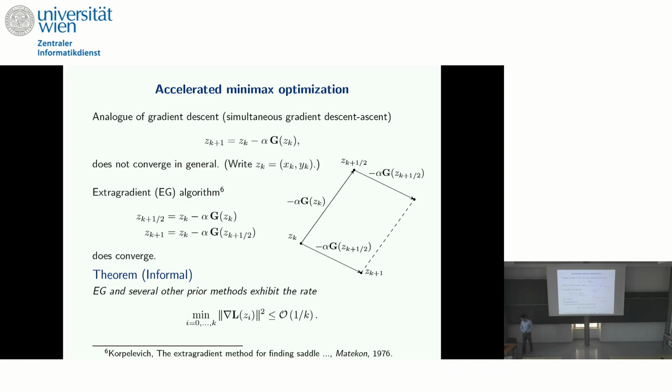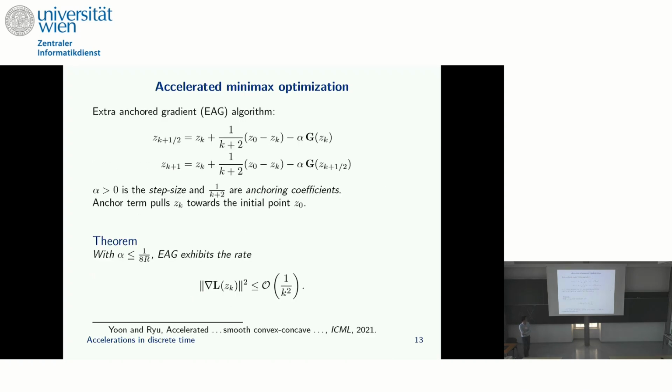This classical algorithm does converge. And so there's extra gradient, there's Popov's algorithm, there's several other more modern variants as well. And those achieve a 1/k² rate in terms of the squared gradient magnitude. But this can be accelerated. So the accelerated algorithm, we call it the extra anchored gradient algorithm, EAG. It's named so because it combines the anchor mechanism with the extra gradient mechanism.